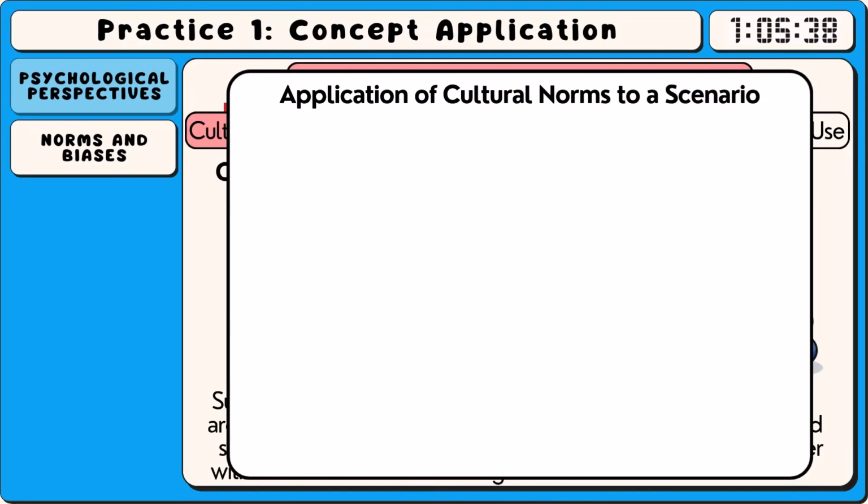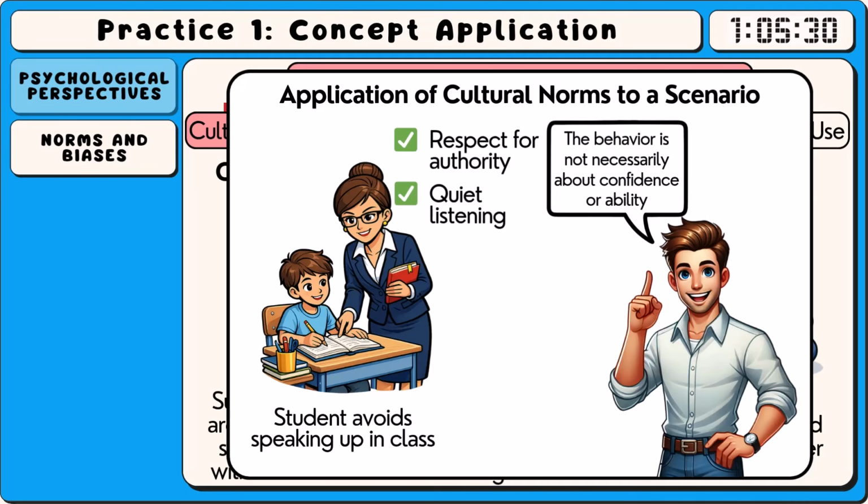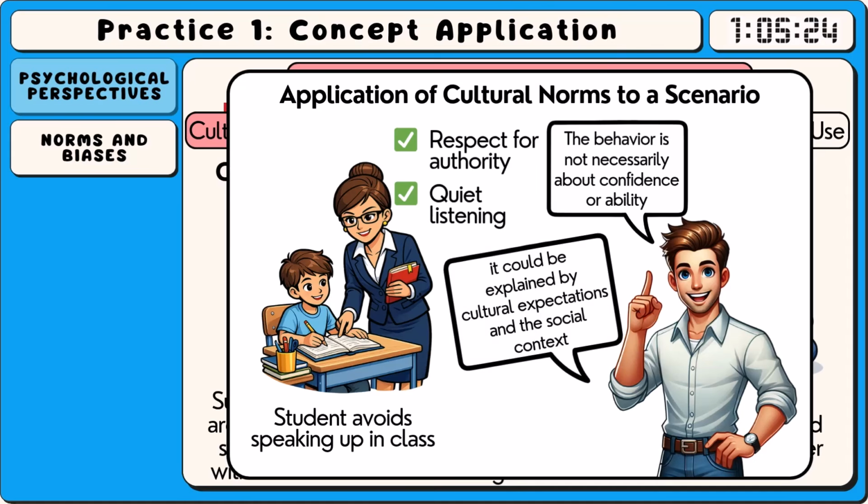Let's consider a scenario. Imagine a student avoids speaking up in class because their culture strongly values respect for authority and quiet listening. In this case, you'd be expected to understand that the behavior is not necessarily about confidence or ability. It could be explained by cultural expectations and the social context.